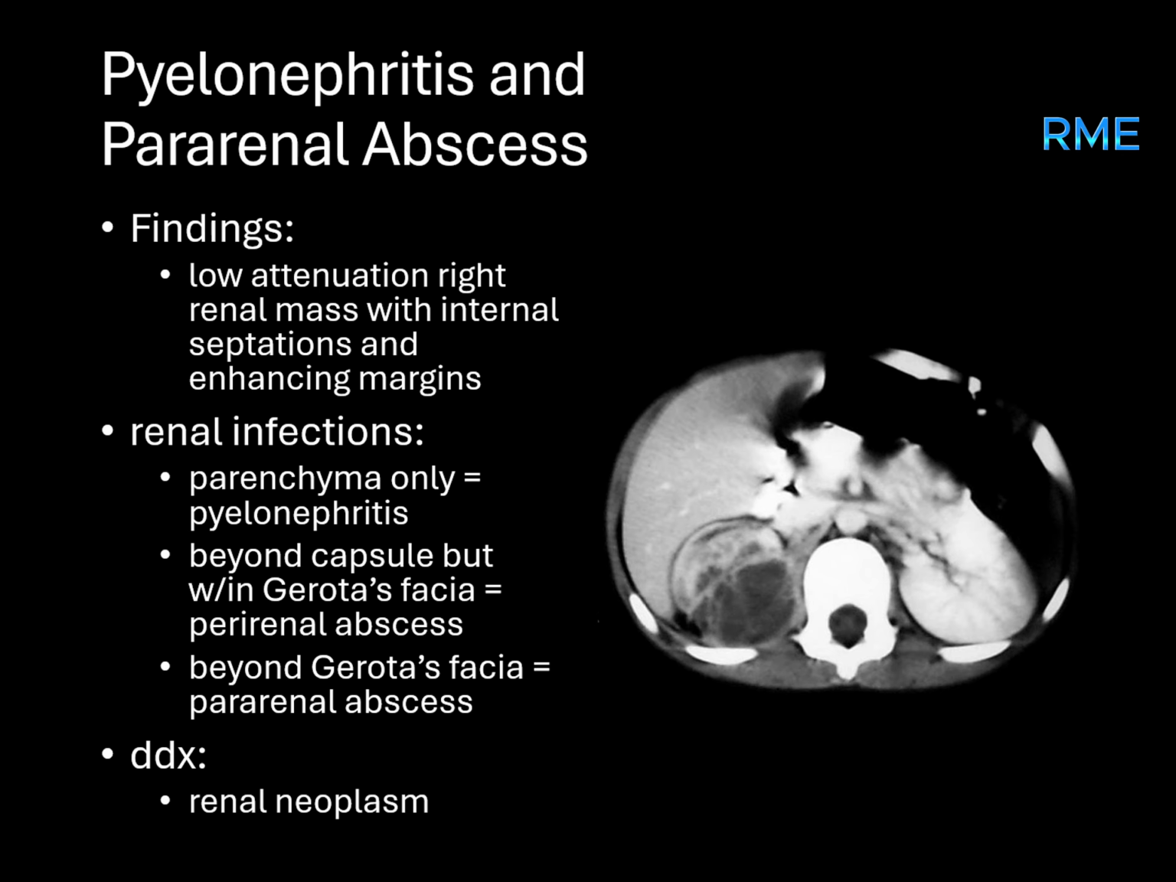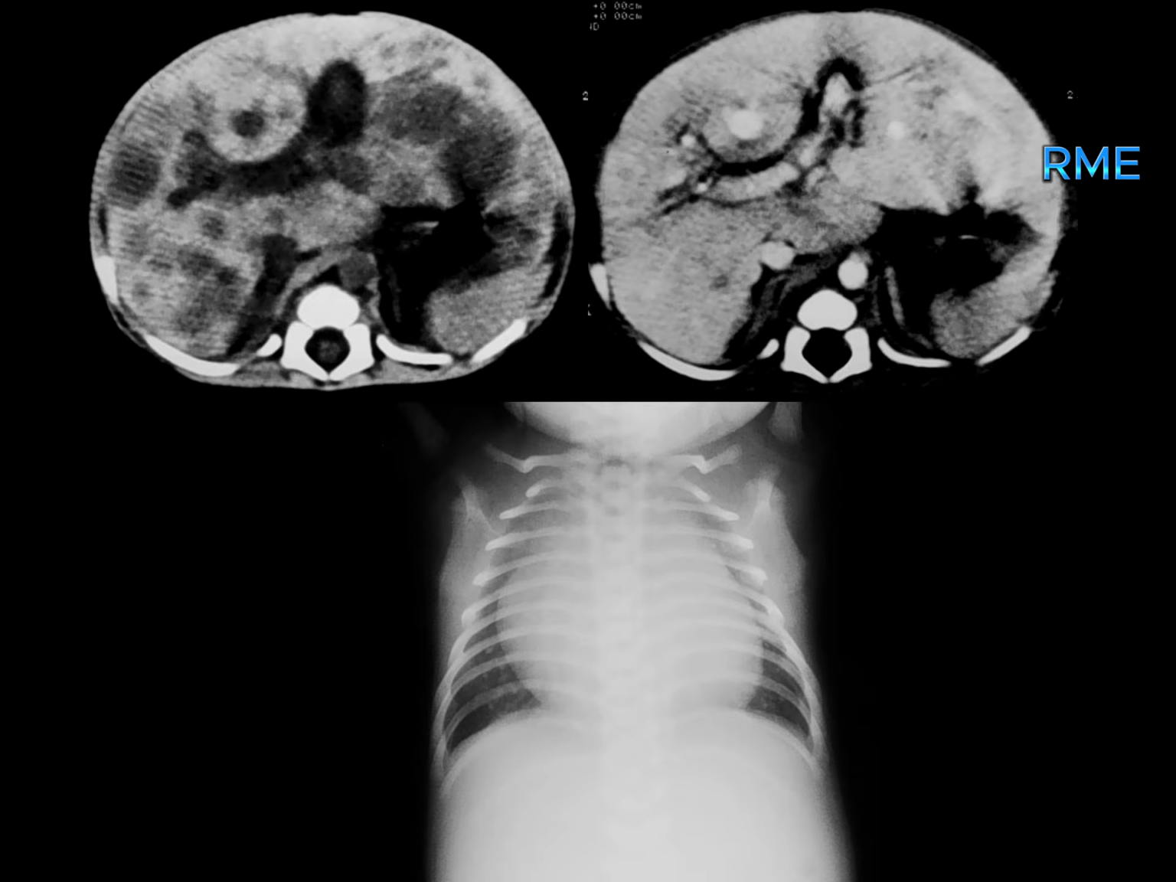Differential diagnoses include a renal neoplasm. To further evaluate, a contrast-enhanced CT scan can help differentiate between infection and neoplasm. Management involves antibiotics for the infection and possible drainage of the abscess. Let's move to the next case.